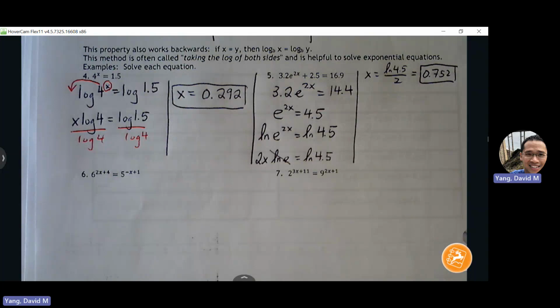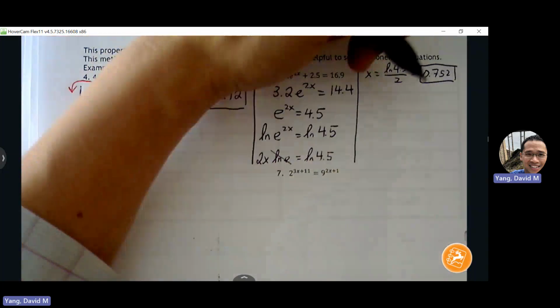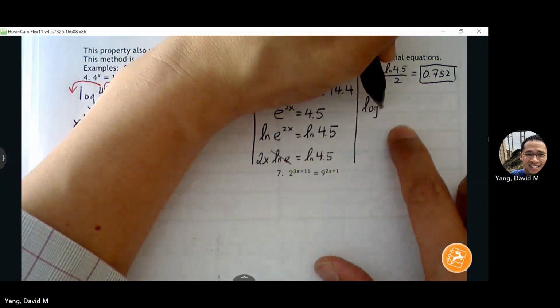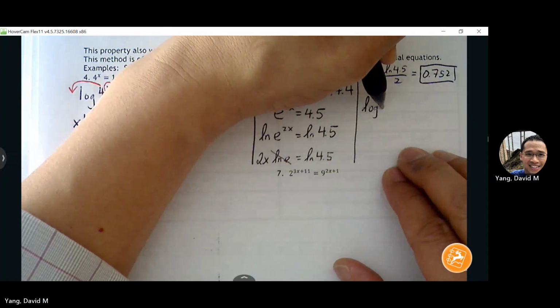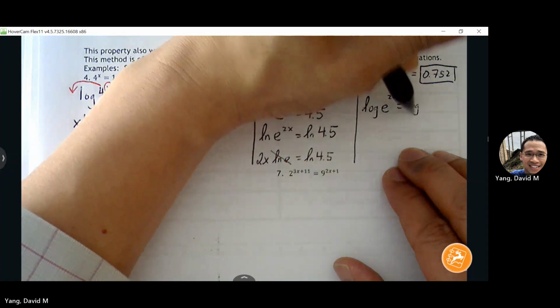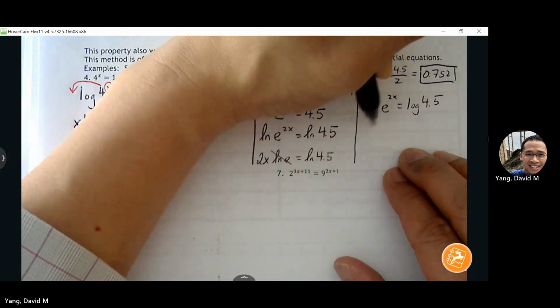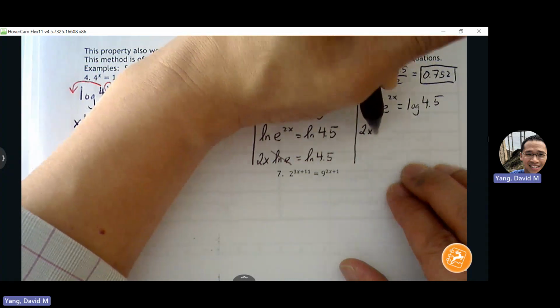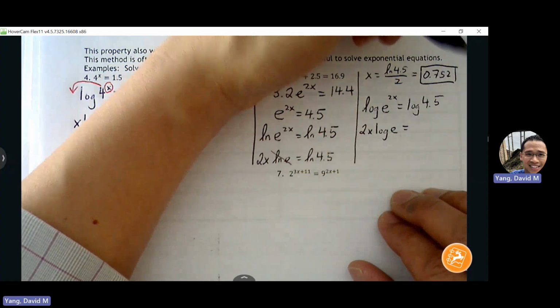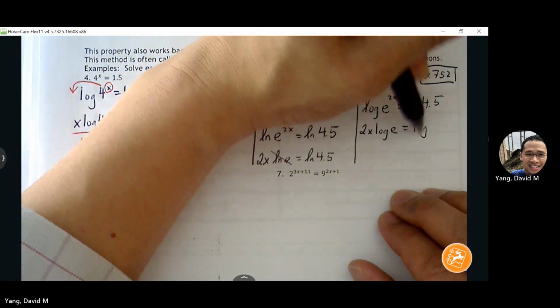I do want to show you that we can do the same thing by taking the log of both sides. If you want to do that, you can do it. I'll share my screen a little bit. Sometimes there may be no solution. If you get a negative number, that's definitely no solution.